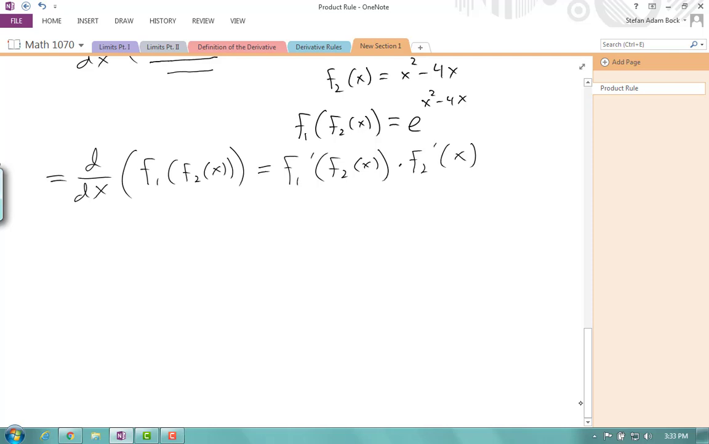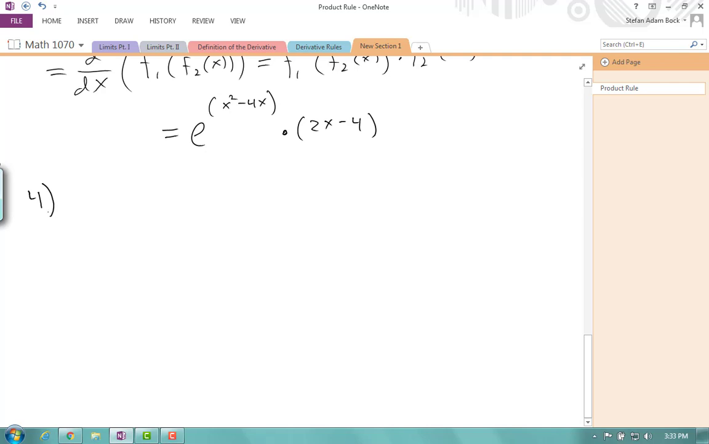Now, since the derivative of e to the x, or f1, is just e to the x, this is equal to e to the x, but instead of x, I have a function. So I'll keep the inside, x squared minus 4x, and then multiply by the derivative of the inside, which is 2x minus 4.